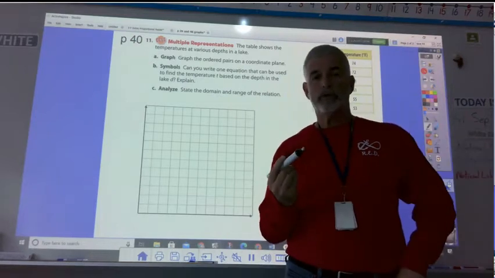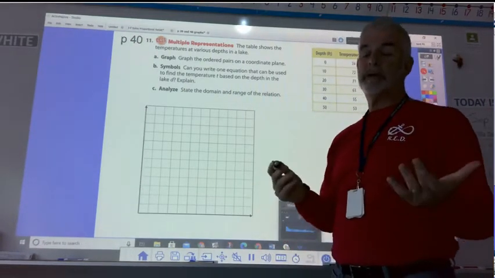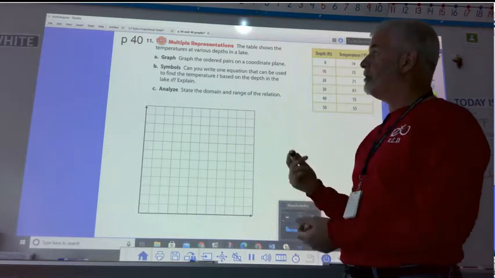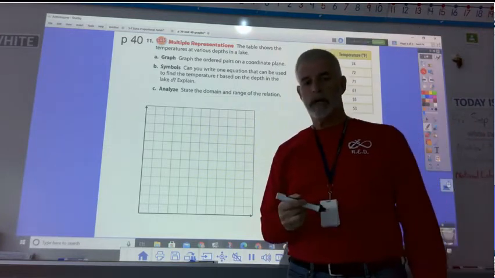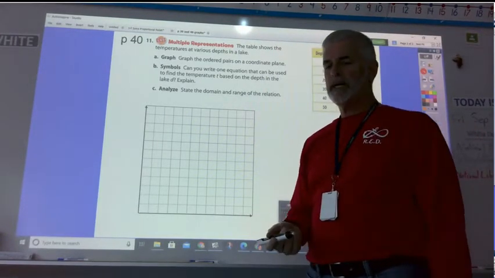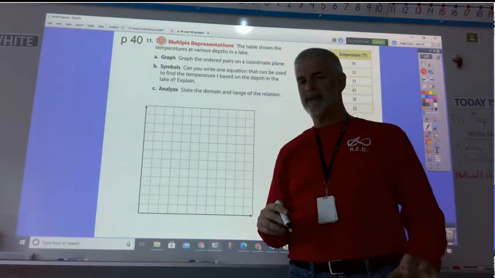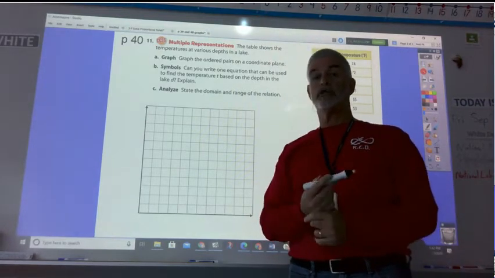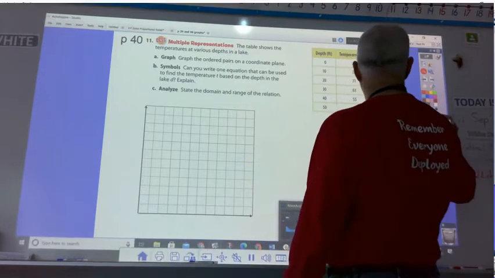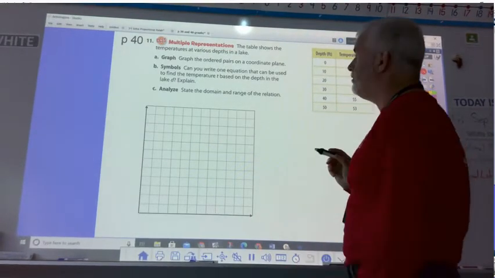Okay, so I wanted to go over one of these graphing problems here. This is problem number 11 from page 40, a real-world graph problem. Reviewed some of these in class today, and there's definitely some issues out there. So I thought I would go over this one together.